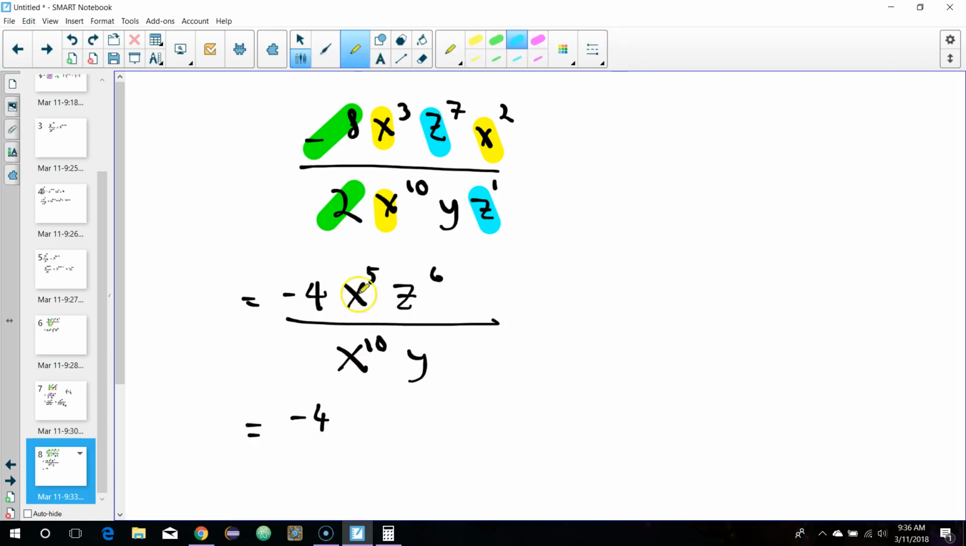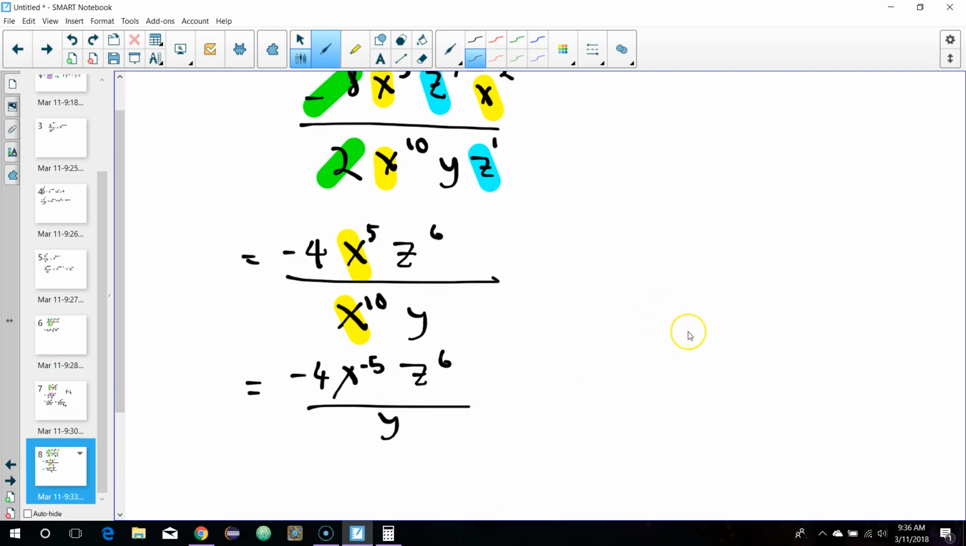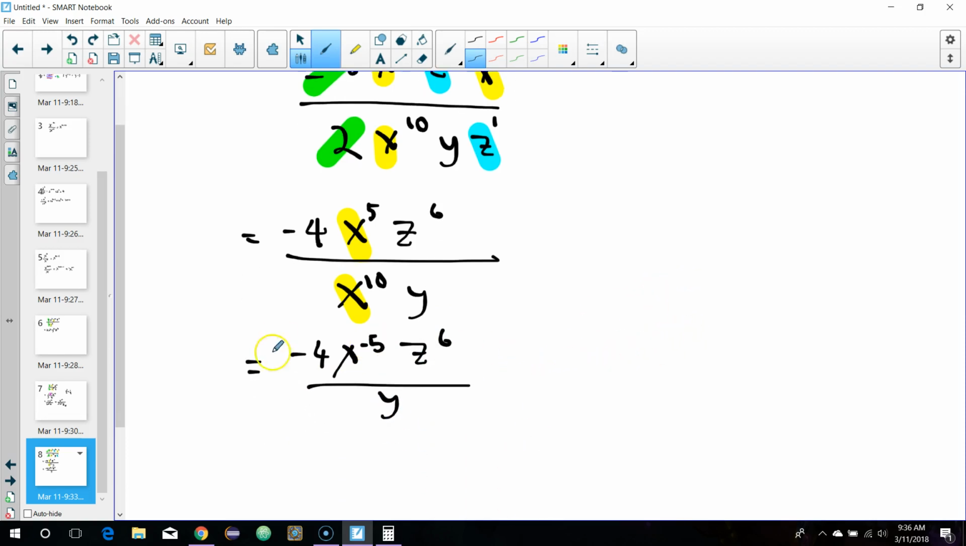Now I have to deal with the x. I should use a different color, but yeah, stay with the yellow. Then I can deal with the x. So x is going to be 5 minus 10, -5. Z is nothing anymore. And y. Alright. I'll give you 2 seconds to think about it. Not done. Exactly. Very good.